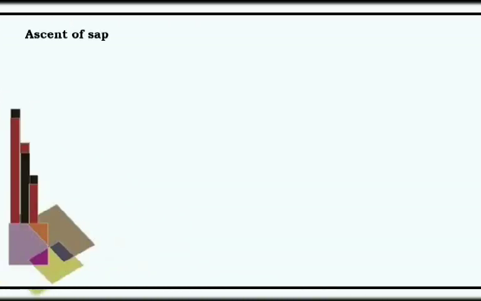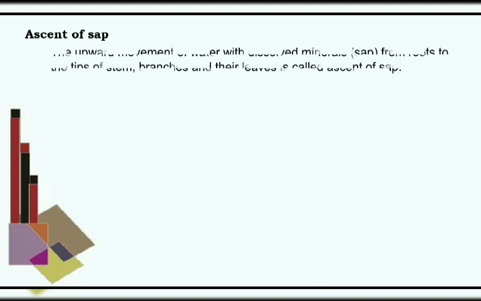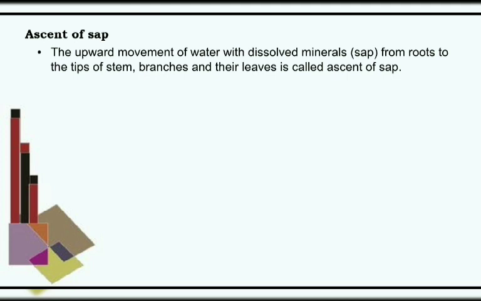Next one is ascent of sap. Only the definition will be in your course, so you can easily learn from that definition. The definition is: the upward movement of water in the dissolved form, the upward movement of water from the soil to the tip of the branch, leaves or stem is called ascent of sap.